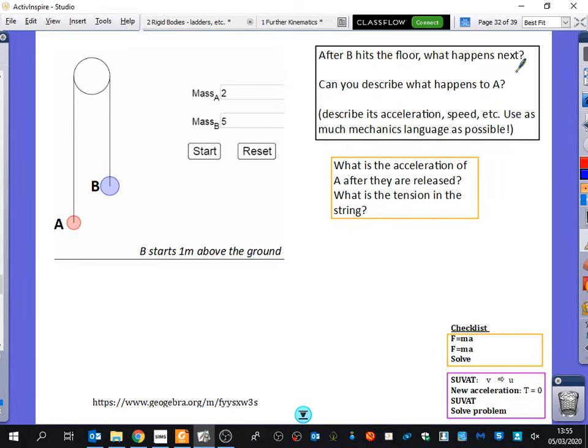Talk to each other. I want to hear, what do you think? I want to see how you might answer these kinds of questions. What do you think is going to happen next? You don't have to say, you just talk to each other and say, what do you think might be happening? Those questions in that black box there.